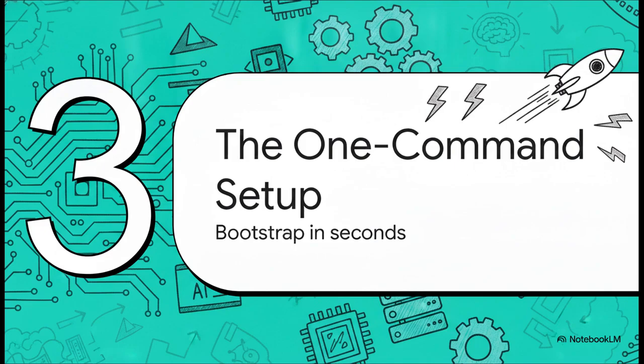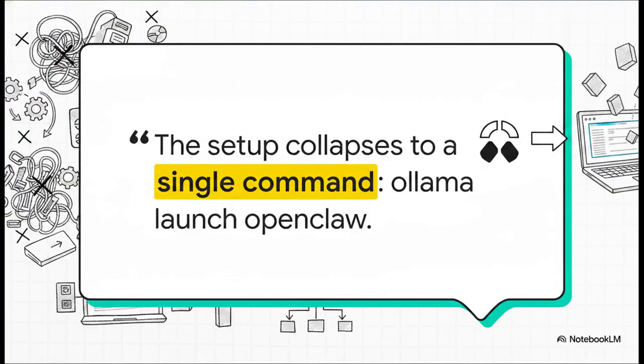Section 3. The one-command setup, bootstrapping an AI agent in seconds. Listen, as of Ollama version 1.17, all that messy manual setup, all those nightmare gateway configurations and package management headaches are a thing of the past, completely eliminated. It now collapses into this single, incredibly powerful terminal command, ollama launch openclaw.